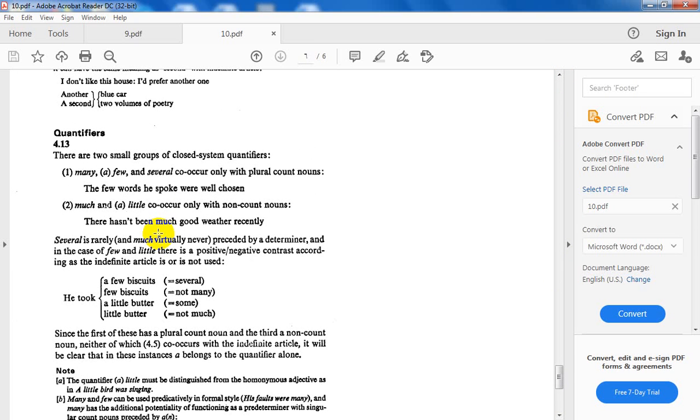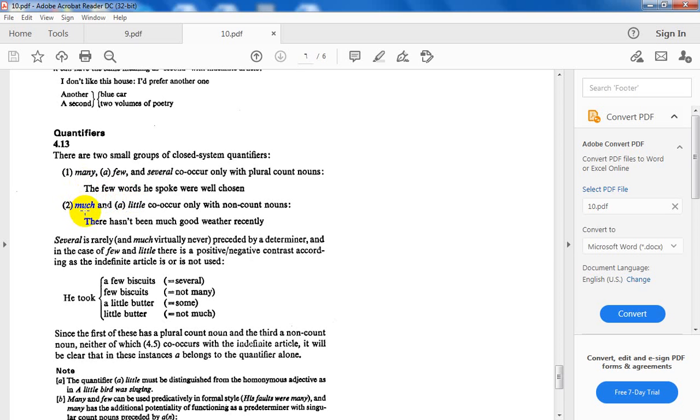The last group of pre-modifiers, post determiners, is the quantifiers. We have two smaller groups. Either many, few or a few, several, which are used accurately with plural count nouns. You see the few words. Now this noun phrase, the few words: this few is a quantifier. A quantifier is a post determiner. Why post determiner? Because it comes after the determiner there.